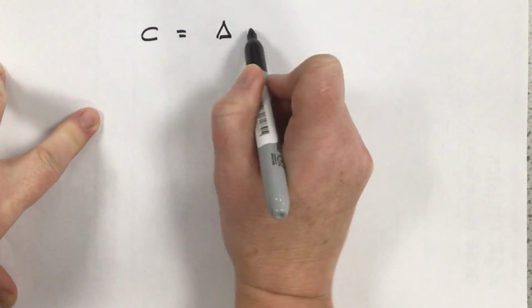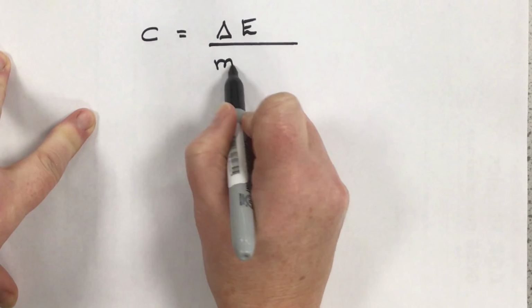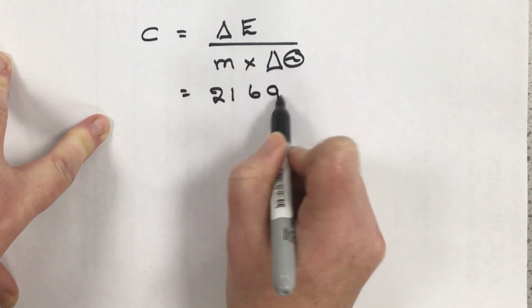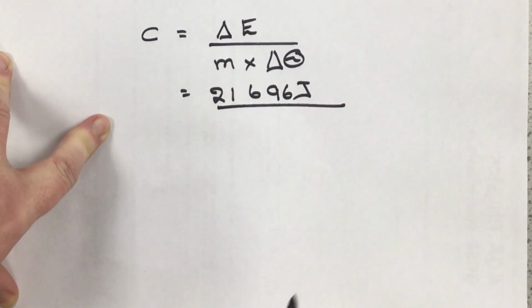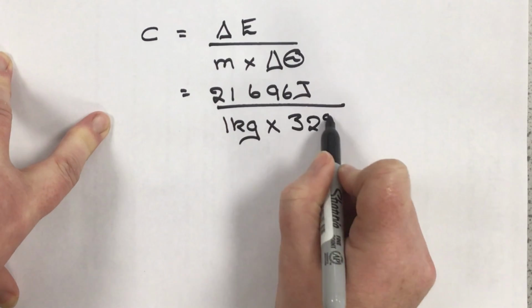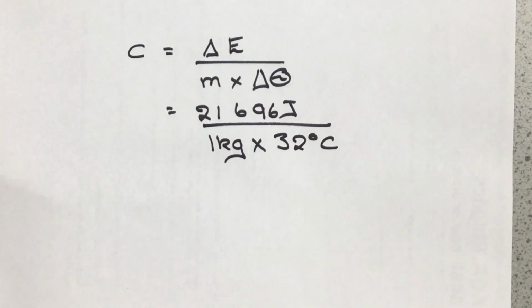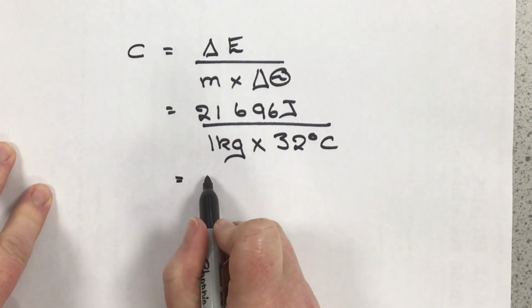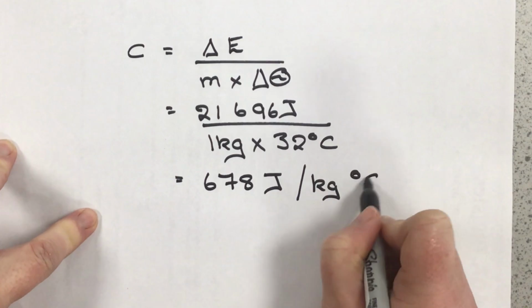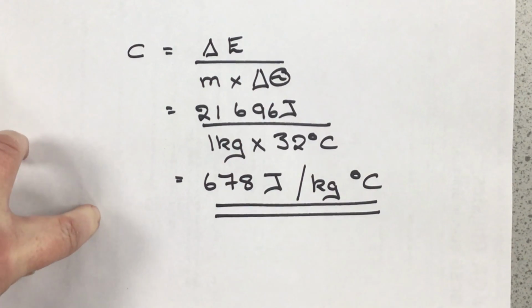The final part of the calculation is to work out the specific heat capacity C, and that's equal to the change in energy divided by the mass times the change in temperature. Now we know the change in energy is 21,696 joules from our calculation before. Our mass is 1 kilogram, and our change in temperature was 32 degrees Celsius. If I look at that on my calculator, I get a specific heat capacity of 678 joules per kilogram degree Celsius. And this is the specific heat capacity for steel.